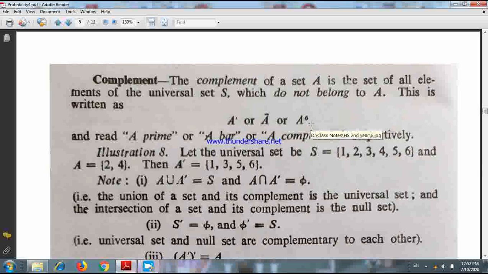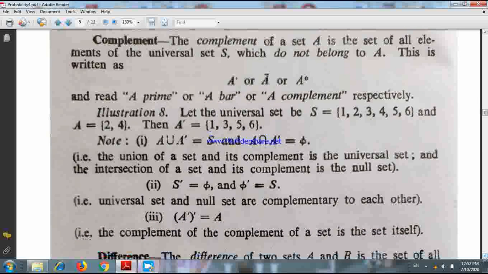There's an example: the universal set is defined, and if A is 2, 4, then A dash means the set of elements that do not belong to A. And A union A dash, definitely this is the universal set, and A intersection A dash, this is a null set. So these approaches are needed in the set theoretic approach of probability.